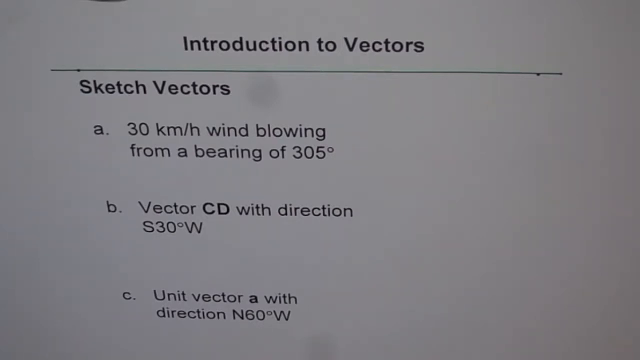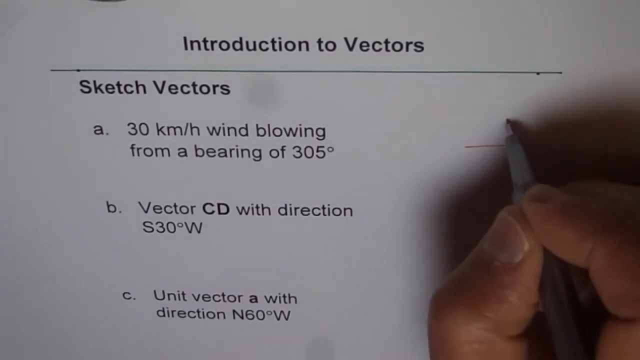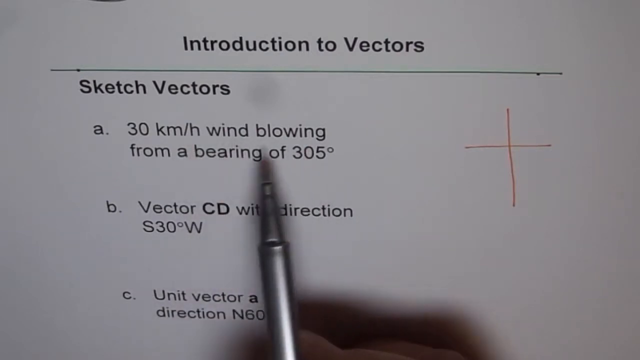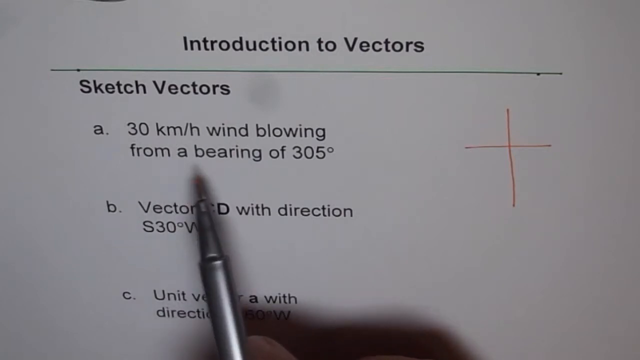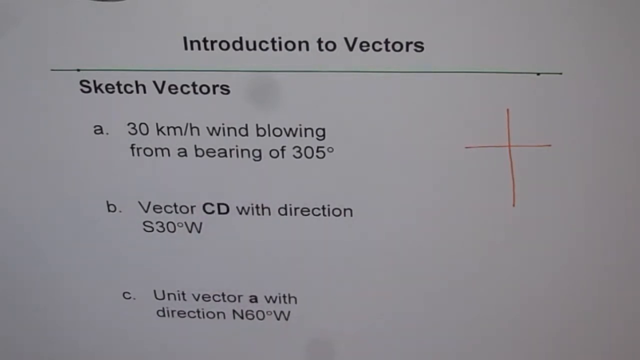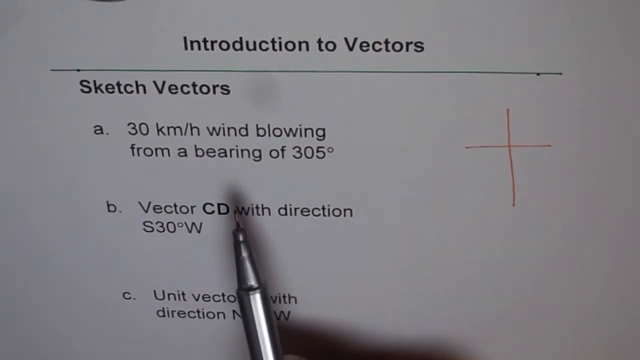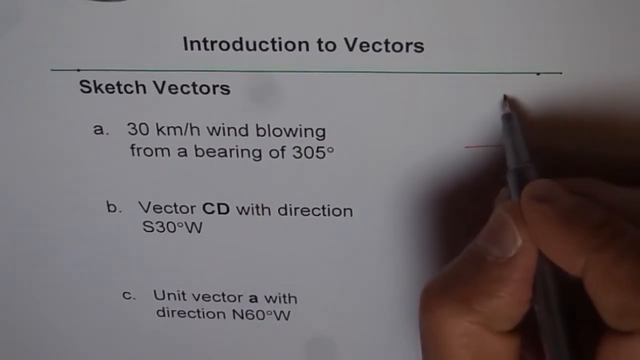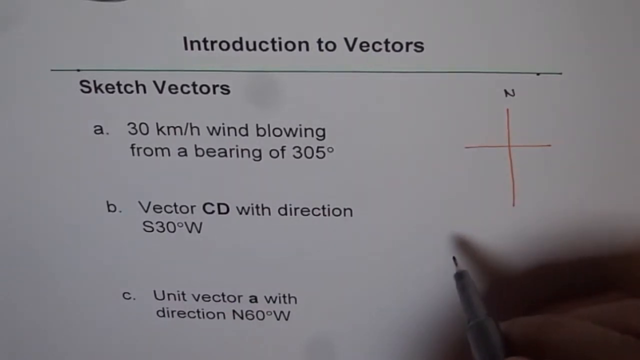Here are my suggestions. So the first one, okay, we'll make a small sketch here. It says 30 kilometers per hour, wind blowing from a bearing of 305, correct? So that is kind of a critical statement. And when we say from, that means it is coming inwards from there, right? Now bearing is angle clockwise from north. So if this is our north, then clockwise we have to go 305 degrees.